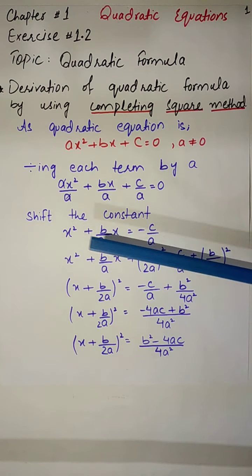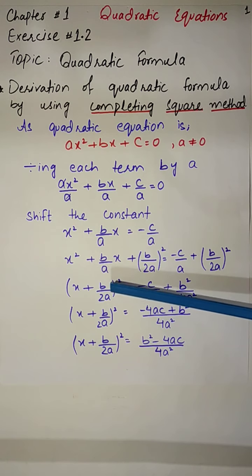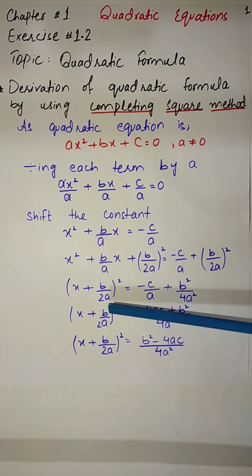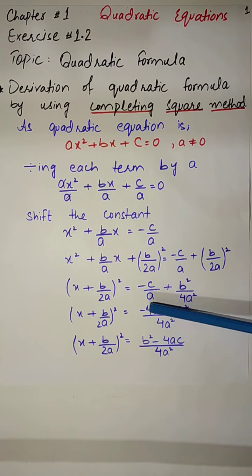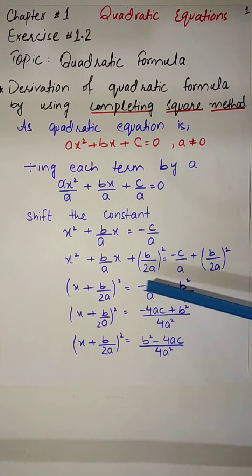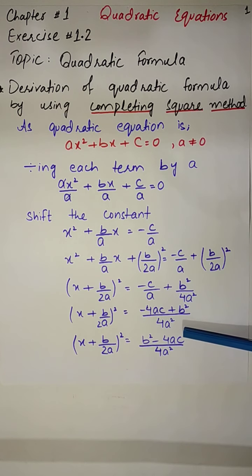Now this is in the form of a square plus b square plus 2ab, which is equals to (a plus b) whole square. So we will write (x plus b by 2a) whole square, which is equals to minus c by a, same, plus b square by 4a square. Now there is a plus sign between these two fractions, so we have to take the LCM of both denominators. So look at the denominator of first fraction, this is a and this is 4a square. So the LCM of these two terms will be 4a square.